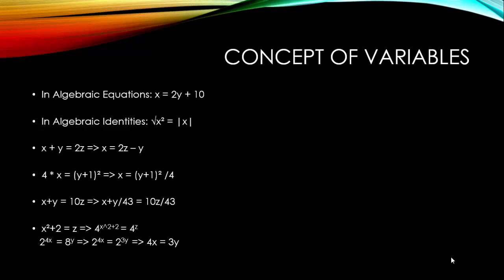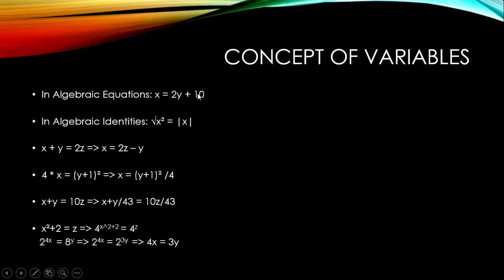Concept of variables. A variable is a placeholder which can be used in mathematical expressions. They are most often used for two purposes. In algebraic equations, to represent unknown quantities in known relationships. For example, Mary's age is 10 more than twice that of Jim's. We can represent the unknown Mary's age by x and Jim's age by y, and then the known relationship is x is equal to 2y plus 10.